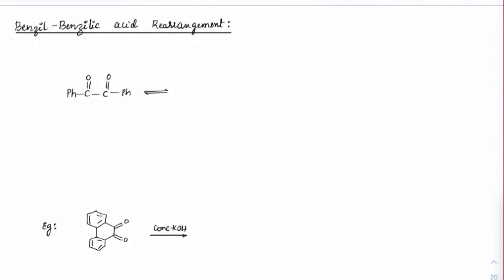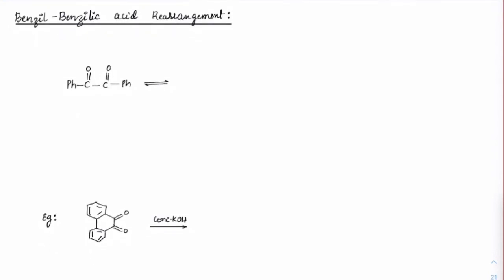Let's come to the next type of reaction, which is the benzil benzilic acid rearrangement. These are all the applications of Cannizzaro, like they go exactly like Cannizzaro reactions only. Okay, so two phenyls connected with alpha diketones like this. This is called benzil.